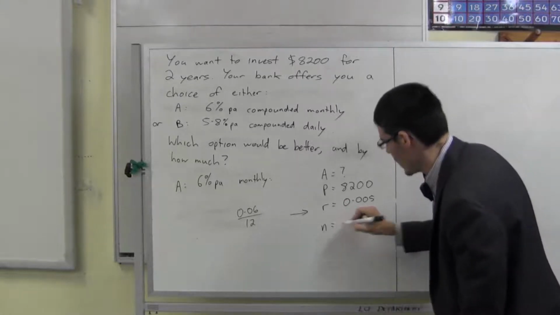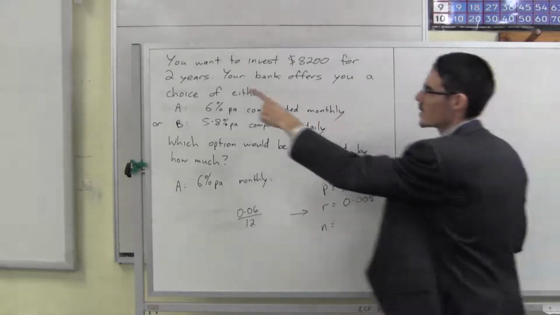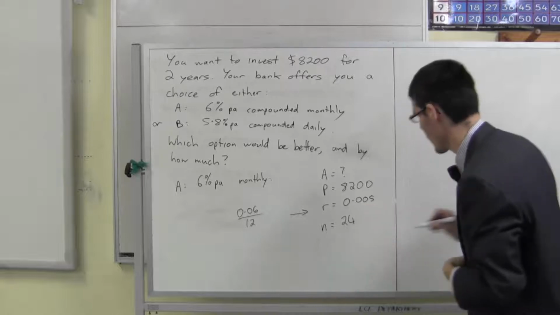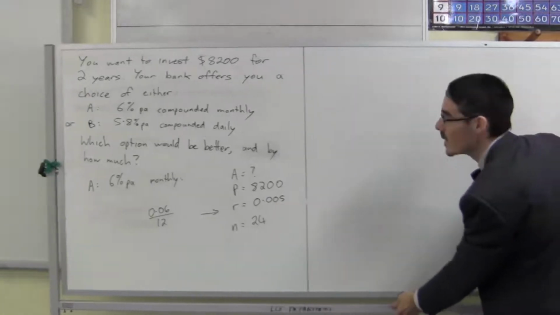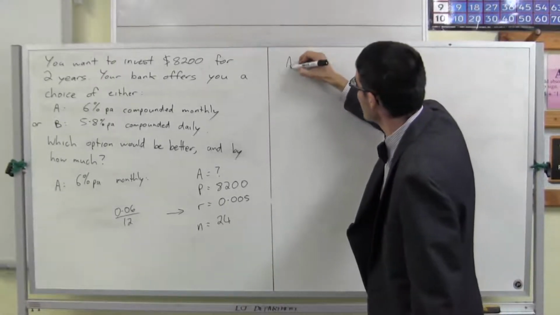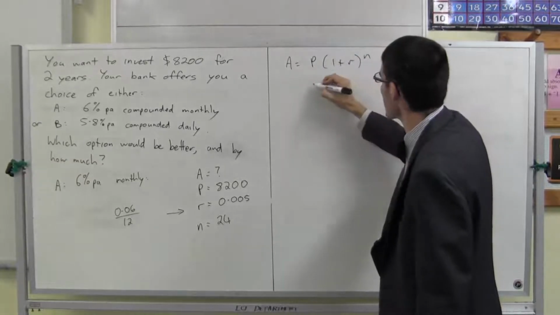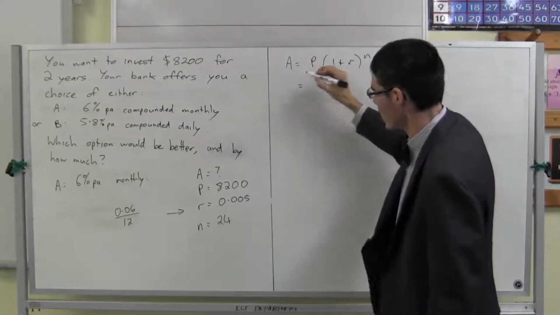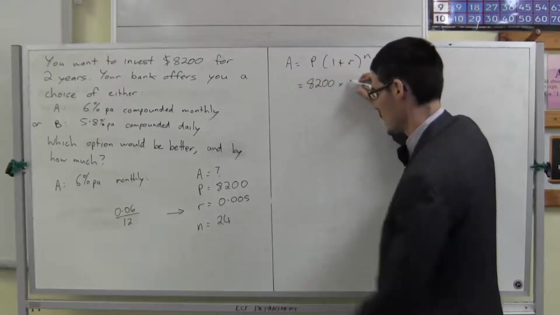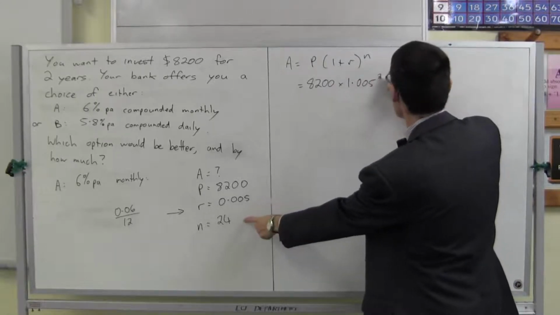And in number of terms, well, we're doing monthly for 2 years. How many months in 2 years? 24. So let's go over here. Make sure you can still see that. So my future amount is my principal times 1 plus the rate to the number of terms. Okay, so I'm looking for principal is 8,200 times 1.005 to the power of 24.